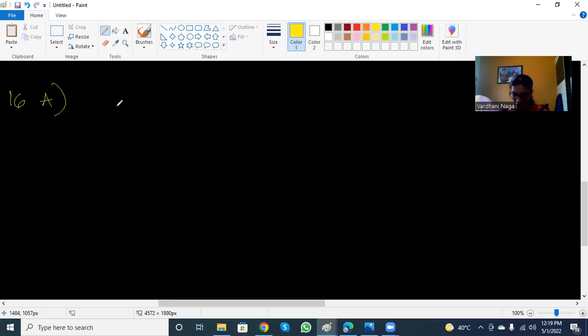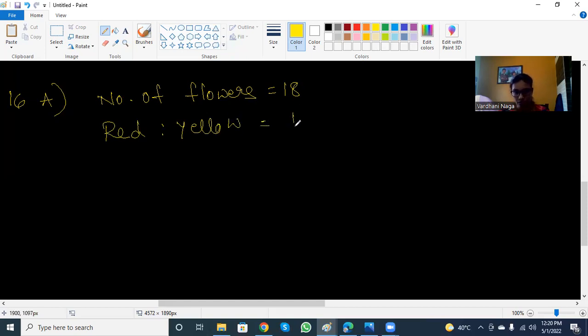On Vasudha's birthday, her father bought a flower bouquet that contains 18 flowers. If the ratio of red flowers to yellow flowers is 1:2, find the number. So how many red are there? How many yellow are there? 1:2 means these are ratios. These are not one red flower, one yellow flower. So these are parts of the flowers.